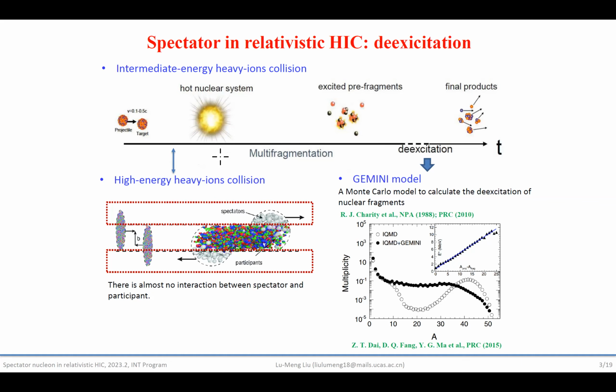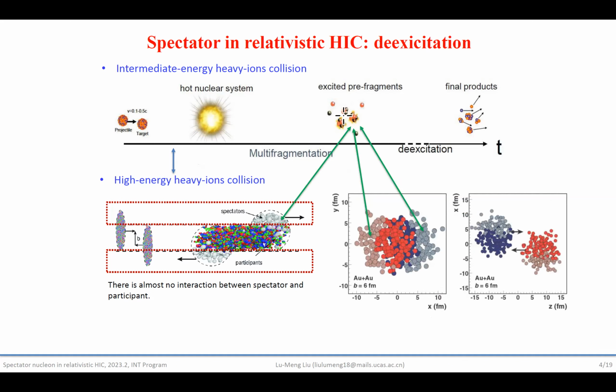Different from the process in intermediate energy heavy ion collisions, where the excited fragments come from the whole hot nuclear system, in high energy heavy ion collisions the excited fragments are formed only from the spectator matter, which is separate from the participant matter due to the large beam energy. And these fragments move with the beam direction after the collision and can be measured by the ZDC detector after the de-excitation process.